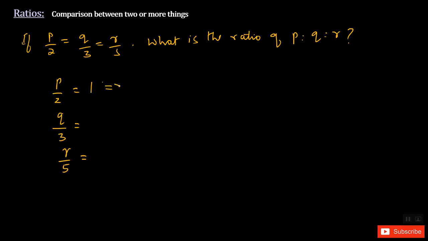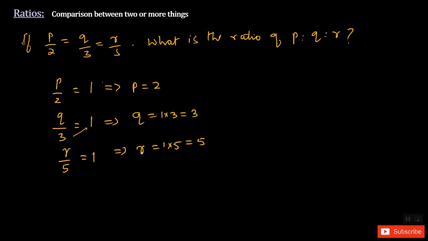So from this, what is the value of p you are getting? p is equal to 1 times 2, which is 2. Then q is 1 times 3, that is the value of q, it's going to be 3. And here also, always equate it to 1. This is the trick or the rule you can remember. So r is equal to 1 times 5, which is 5.